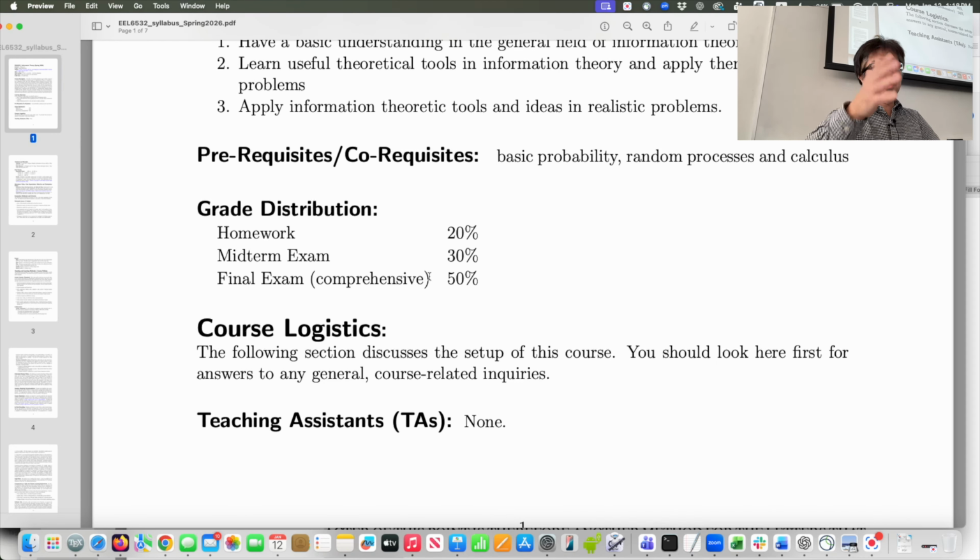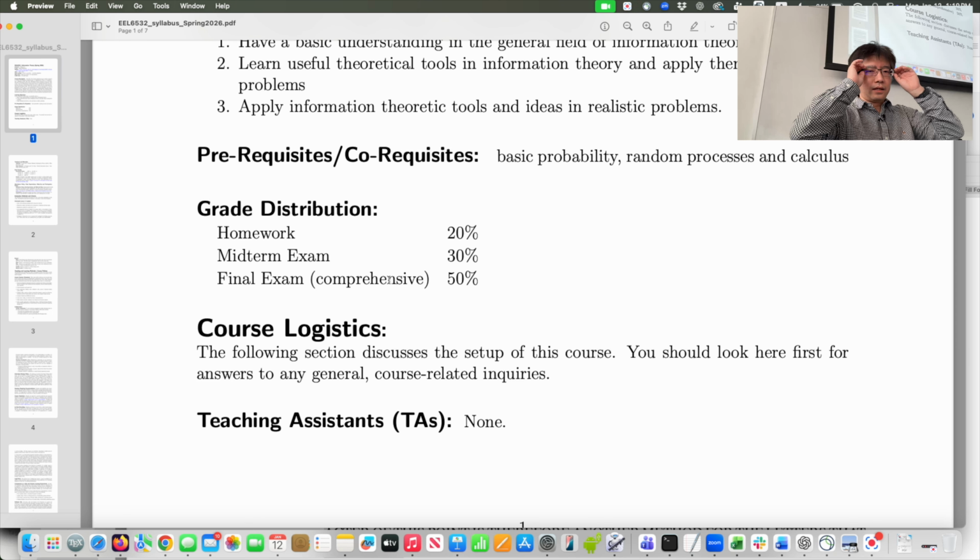The midterm will cover the first half of the class, and the final will be comprehensive. The reason we make the final comprehensive is that, in my opinion, the first half is more important than the second half. The first half tells you mainly all the important ideas. The second half is kind of application of those ideas. So you need to really remember the first half.